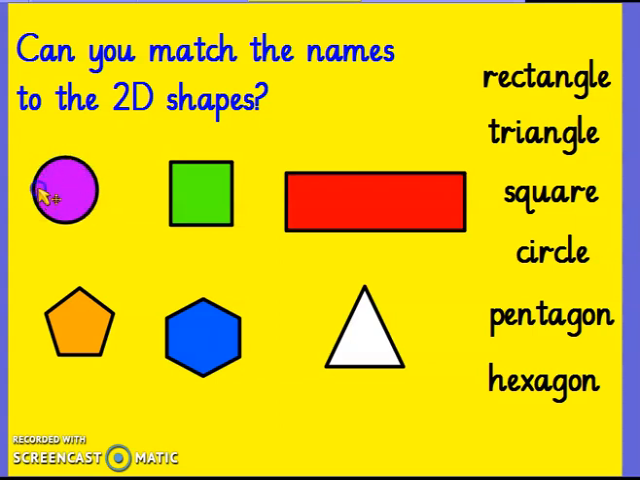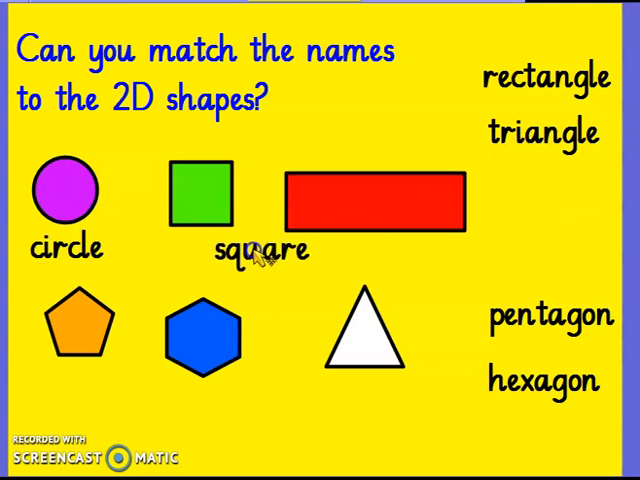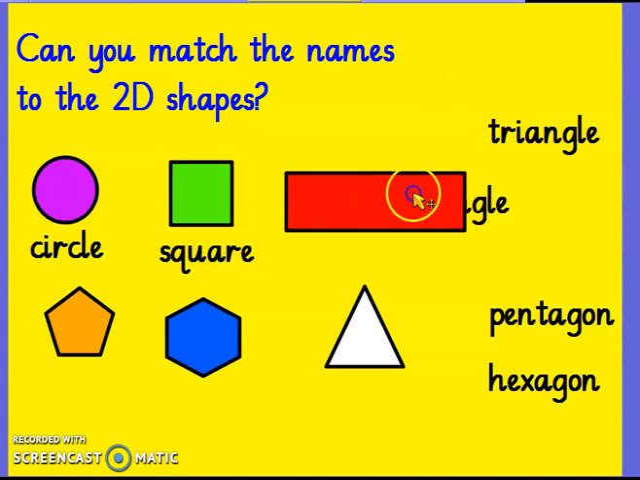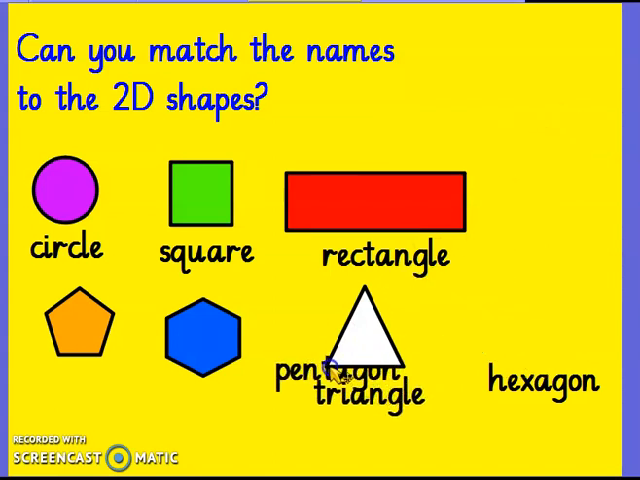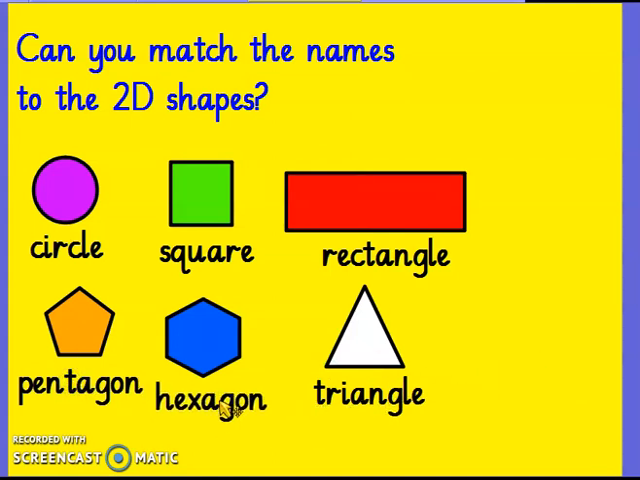So this one is a circle. And the next one we've got is a square. A rectangle, good. A triangle. Which one of these is the triangle? Yeah, triangle's got 3 sides and 3 corners. A pentagon has got 5 sides and 5 corners. And a hexagon has 6 sides and 6 corners. And the way I like to remember that one is 6 has an X in it and hexagon has an X in it. So that helps me to remember.